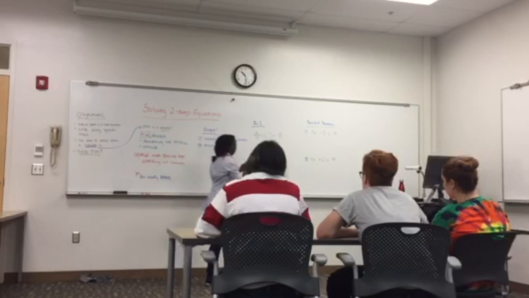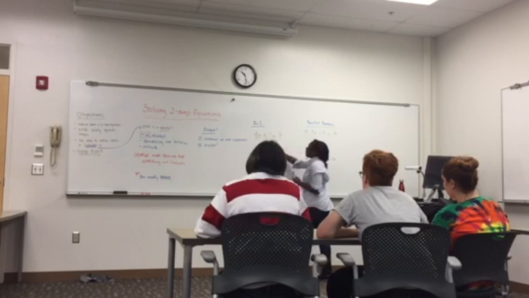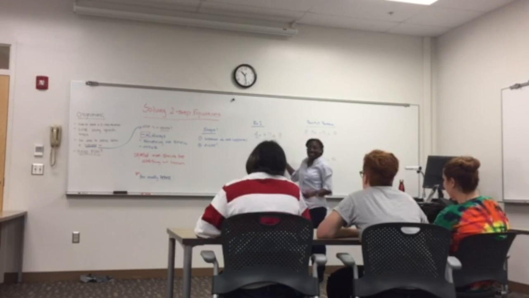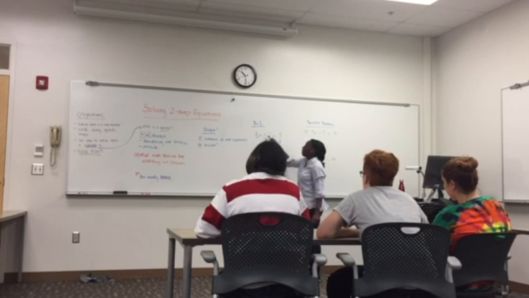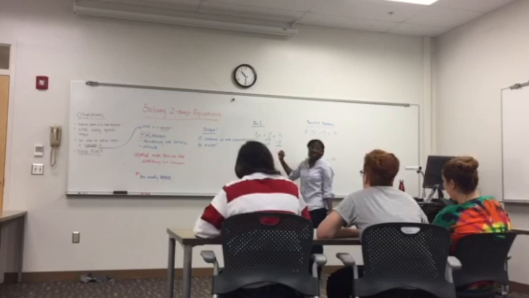So let's go through the first example. The first example says 4x plus 7 equals 3. So can anybody guess what the first step will be? Subtracting 7. Very good. So we're going to subtract 7 from both sides of the equation in order to isolate the 4x. So 7 minus 7 is 0. It cancels out. And then 3 minus 7 equals 10.